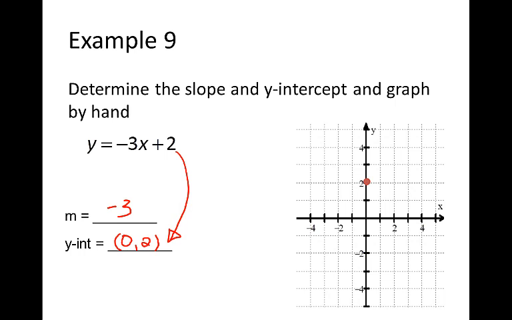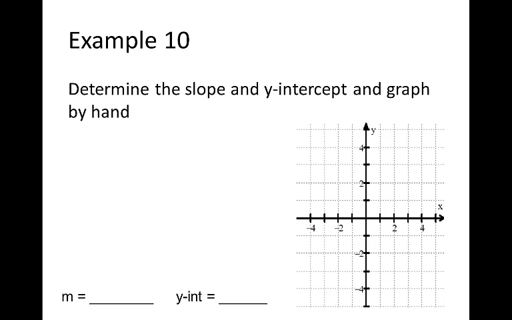So plot that point, 0, 2. It's a negative slope, so we're going to go down 3 over 1 and put our dot. And then draw your line. Now you probably shouldn't have these little lines here drawn on. You can just sort of count using your pen or pencil.